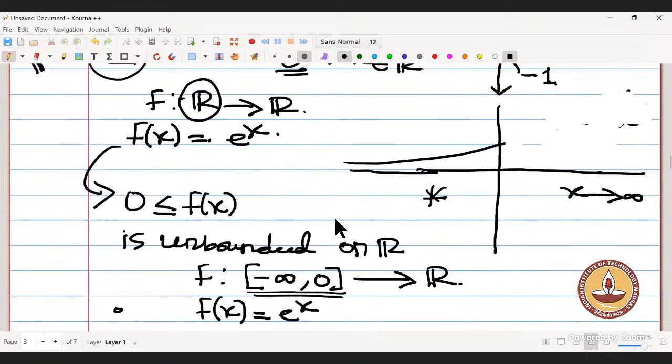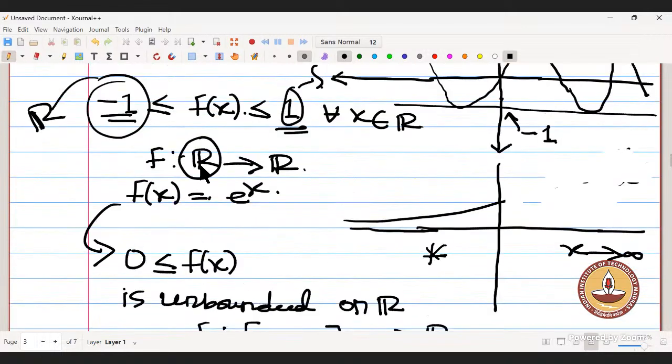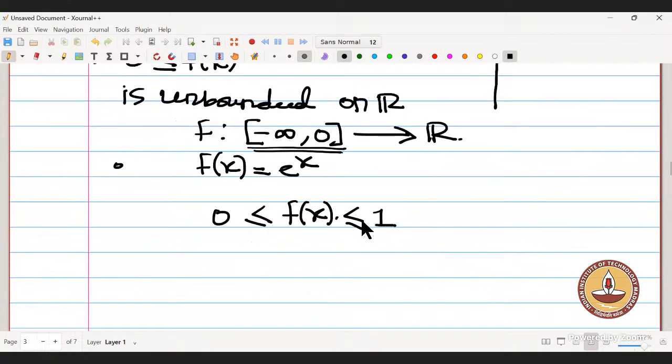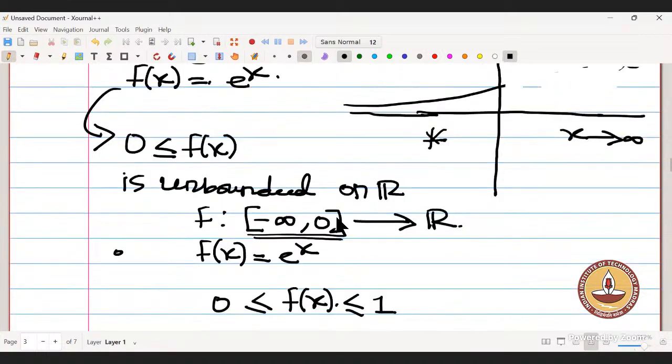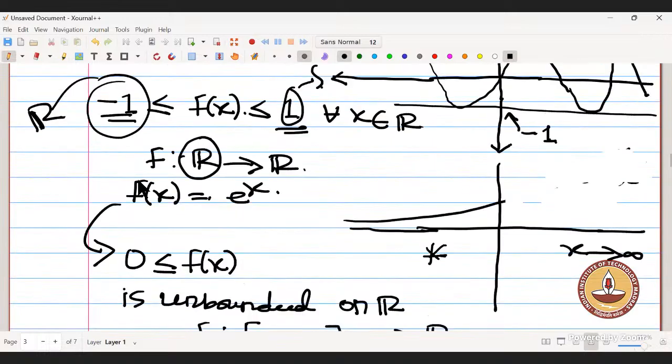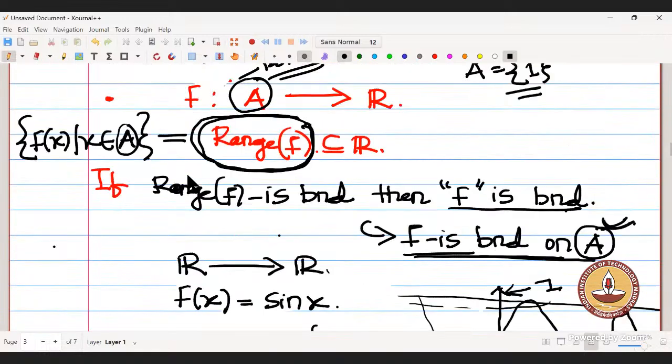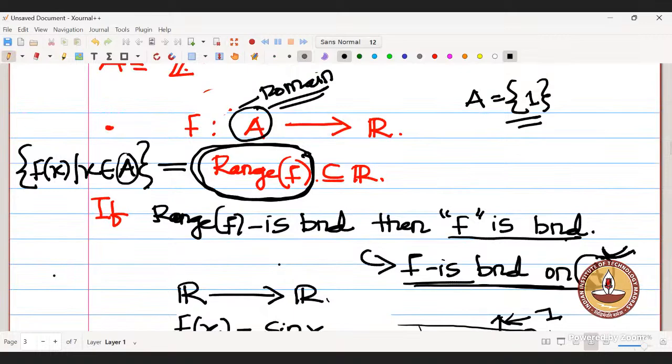Again, you have to differentiate between these two cases. Here I'm considering from R to R. Here I'm considering minus infinity to 0. So now I can say my f is bounded on this. So this concept of boundedness and unboundedness of a function completely depends on the domain. So when I'm saying that f is bounded on A, that means f as a function from A to R is bounded.